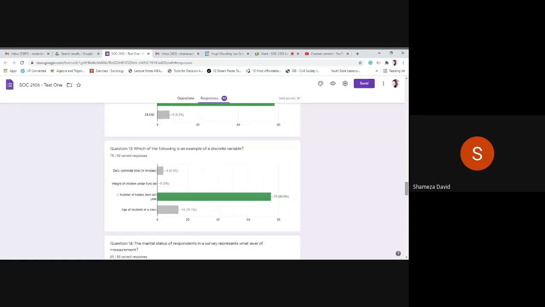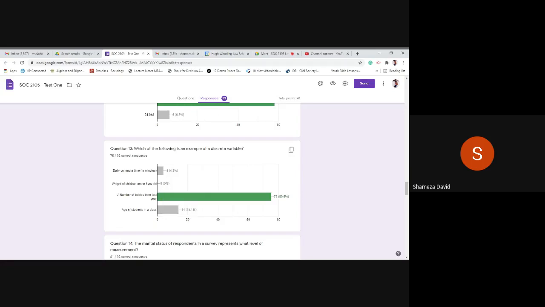Now, coming off of the calculation questions again, which of the following is an example of a discrete variable? Now, we said discrete variables, you arrive at their values from counting. Continuous variables, you arrive at their value by measuring. And so, daily commute time in minutes, you have to measure that. Anything to do with time is continuous. Anything to do with weight is continuous. Everybody stayed away from that. Age is also a continuous variable.